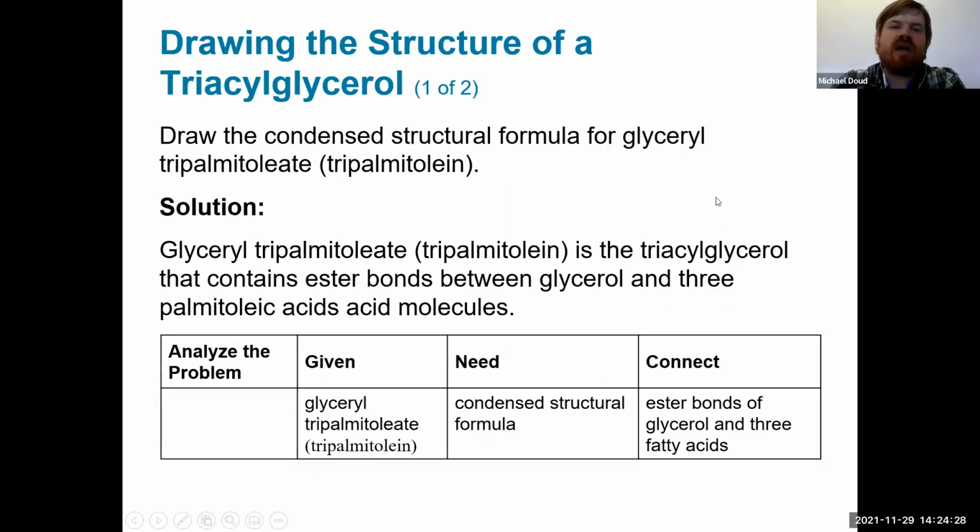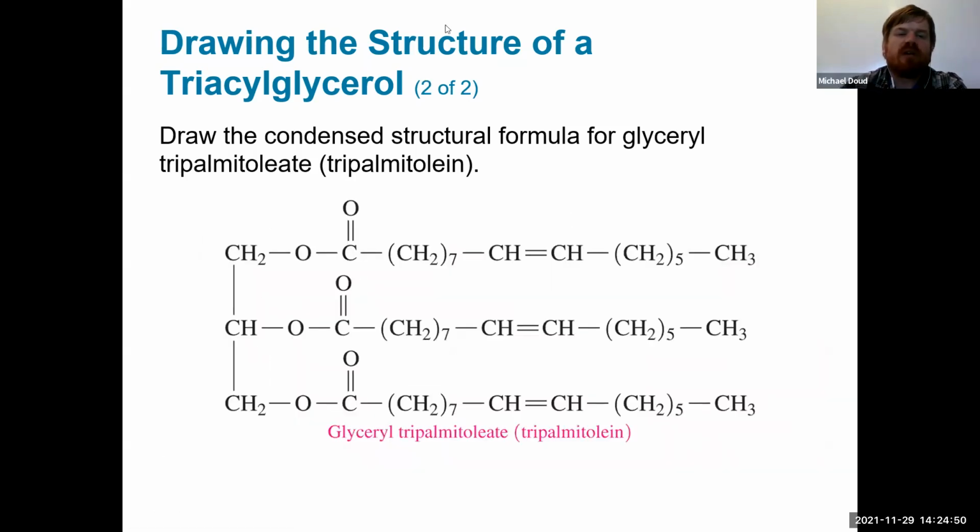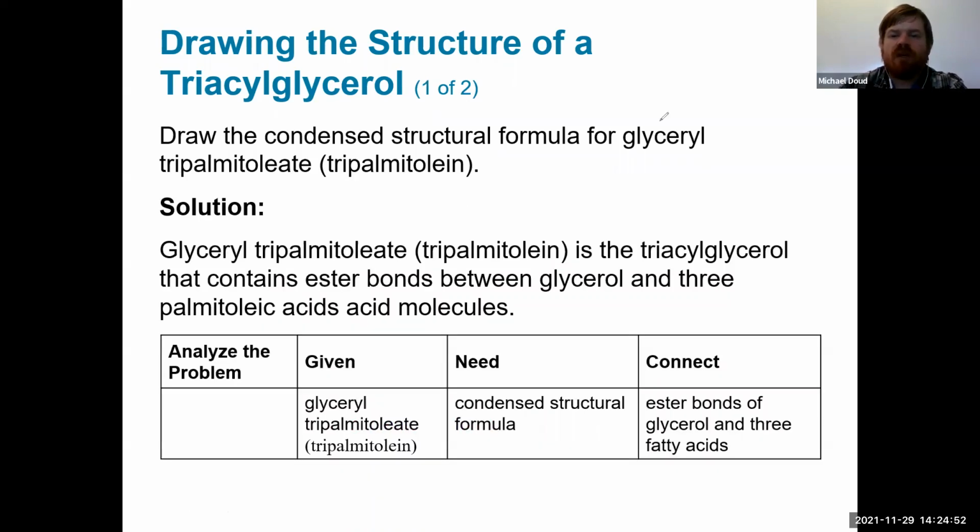Okay, so now let's go ahead and talk about how we draw the structure of a triacylglycerol. Let's say that we have a triacylglycerol named glycerol tripalmitoleate, or tripalmitolein, and we want to draw the structure for it. Well, it's pretty simple to draw because the way you can think about it is basically you have a cap, and this cap is the glycerol.